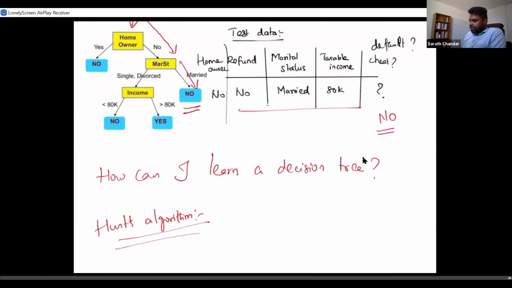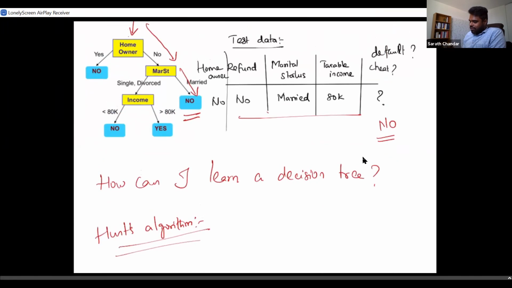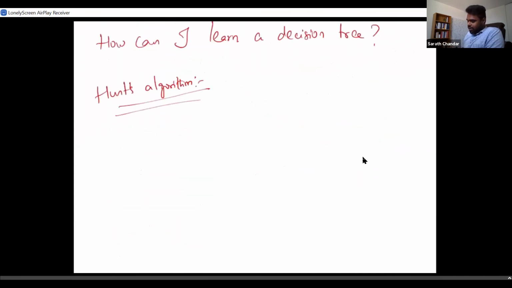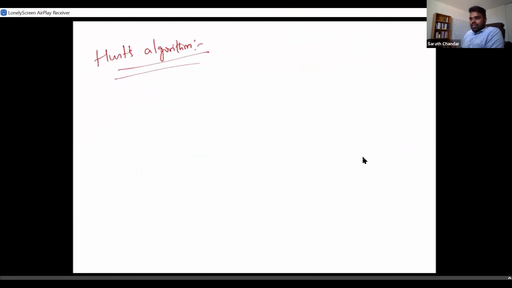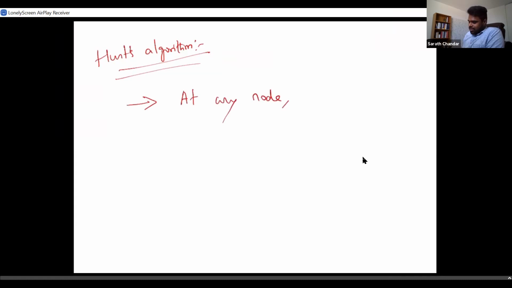refund is not in the tree because it's just a bad example, so just consider homeowner, there's no refund. The general procedure is, at any node, you have some data set, Dt.